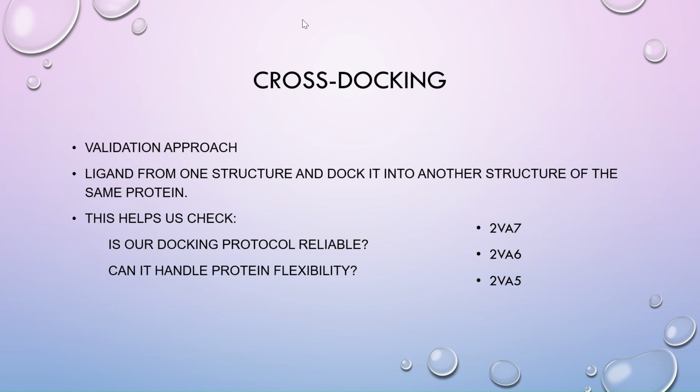First, let me explain quickly what is the difference between redocking and cross-docking. In redocking, we dock a ligand back into its own protein structure. But in cross-docking, we take a ligand from one structure and dock it into another structure of the same protein whose conformation is different from the one whose ligand we are using. This helps us check is our docking protocol reliable. Moreover, can it handle the protein flexibility or not? That's why cross-docking is considered more realistic in drug discovery.